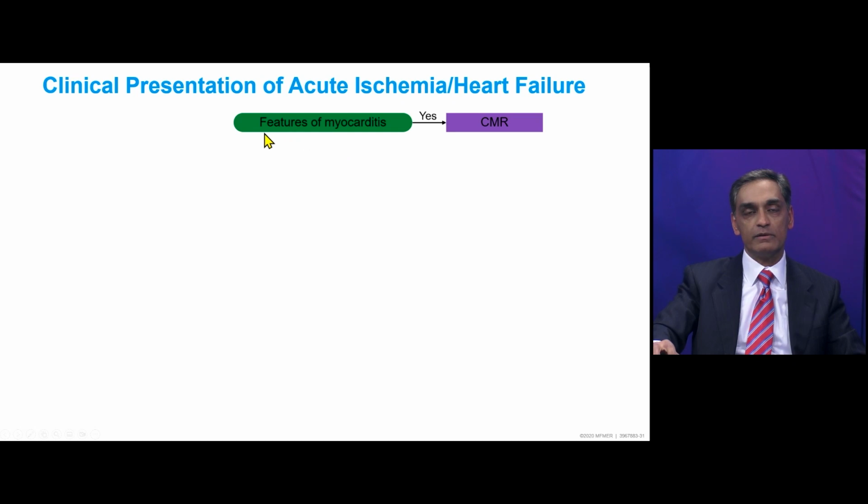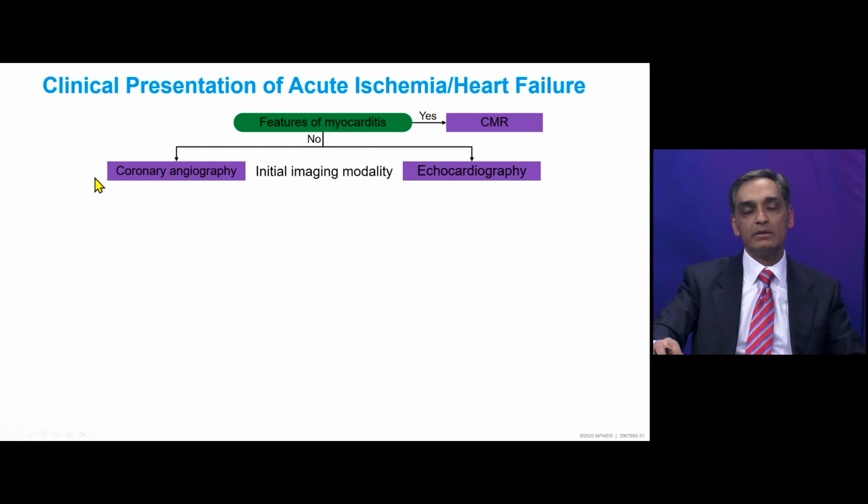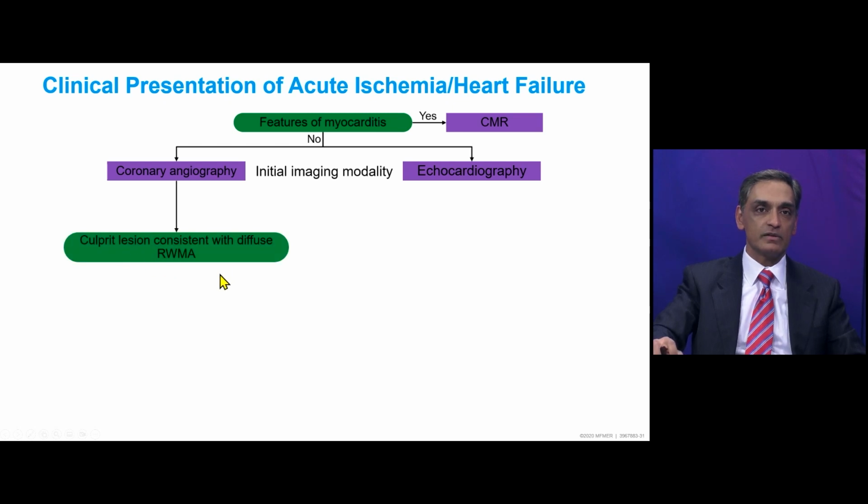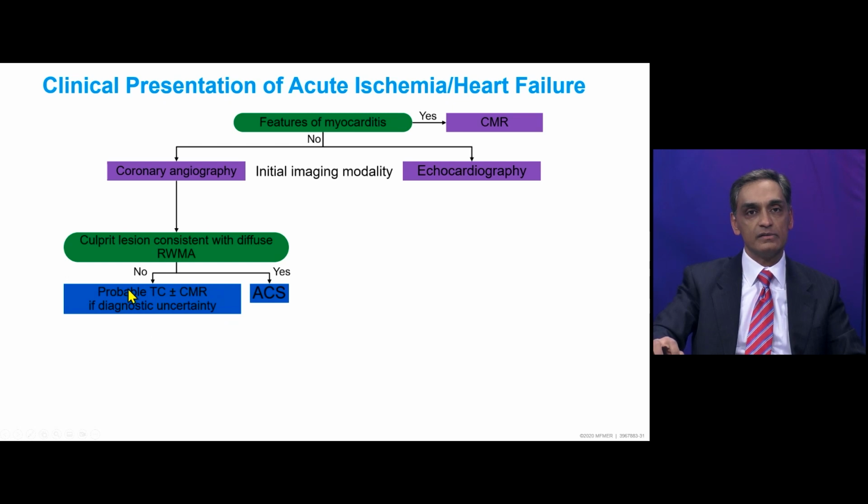If you have a patient with a very fulminant clinical presentation that's suggestive of myocarditis, go straight to a CMR. But in reality, most patients present to us through the cath lab with concerns for an ACS, and if that's the case, if there's coronary disease, you've got your diagnosis of ACS, but if there isn't, consider the diagnosis of Takotsubo and do a CMR.